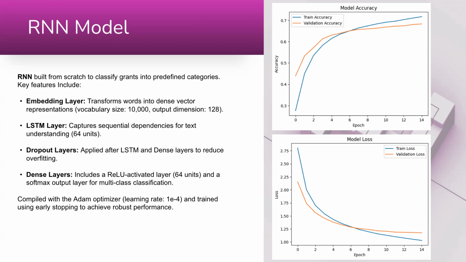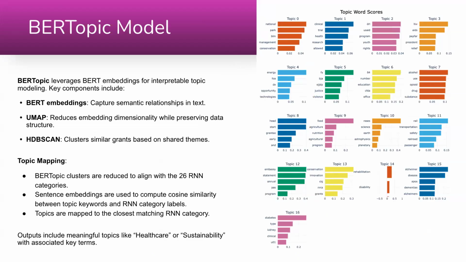Our BERTopic model provided thematic clustering of grants by leveraging BERT embeddings to capture semantic relationships. It uses UMAP to reduce dimensionality and HDBSCAN to cluster similar grants. Thematic insights are mapped to RNN categories using cosine similarity between topic keywords and predefined labels. Outputs include broad, interpretable themes like healthcare or sustainability.